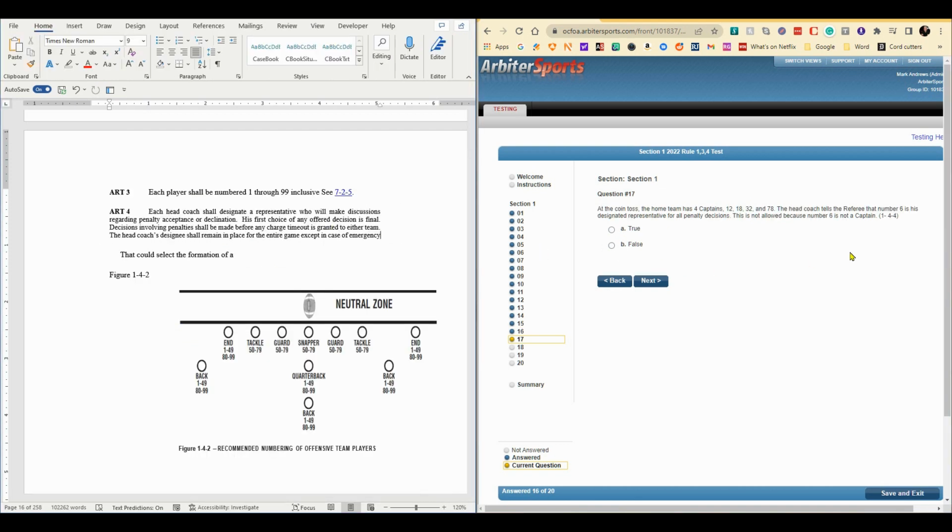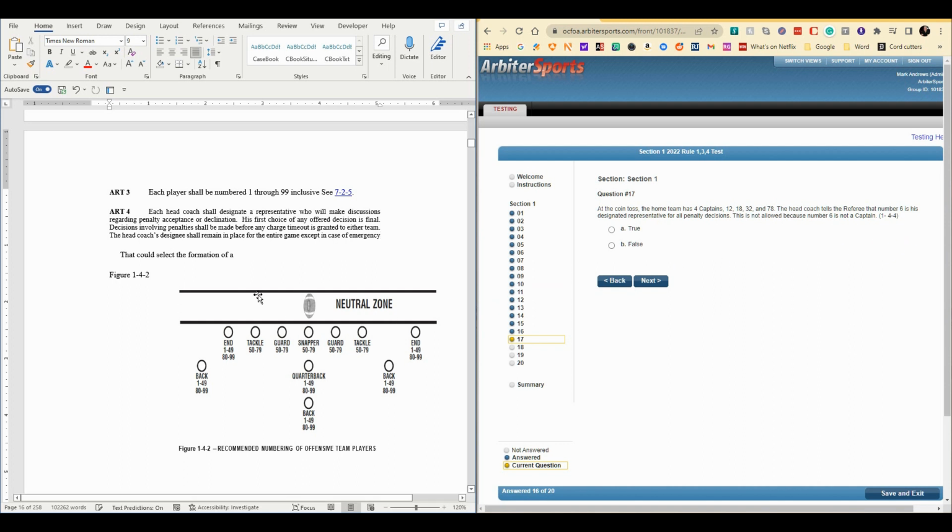Okay, question 17. I don't even know why this is here. It is a rule, so we'll cover it. At the coin toss, the home team has 4 captains, 12, 18, 32, and 78. The head coach tells the referee that number 6 is a designated representative for all penalty decisions. This is not allowed because number 6 is not a captain.